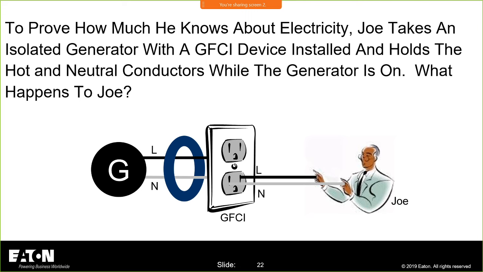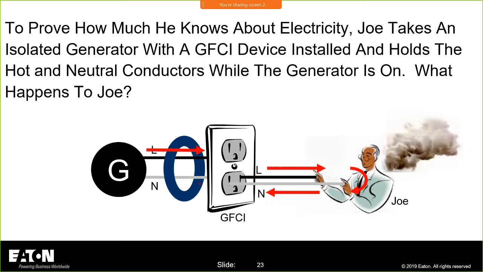Now, to prove how much he knows about electricity, Joe is going to walk out. He's got a generator that's isolated because he says, there's no ground fault return path because I've got this generator. It's a separately derived source. I'm not bonded. I'm not grounded. So I can go out there and touch these conductors because I'm a bird on the wire. And he grabs hot and neutral. What happens to Joe if he grabs hot and neutral? Joe becomes a load. And a GFCI will not trip.